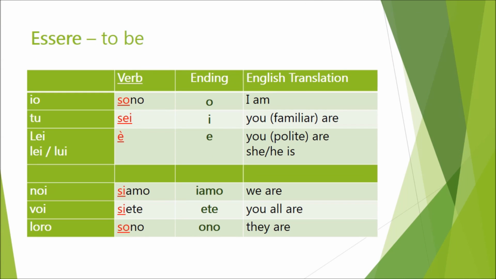Let's go through our verb chart again and focus on pronunciation. Essere, to be. Io sono, I am. Tu sei, you are. Lei, lui è, you polite are. She is. He is. Noi siamo, we are. Voi siete, you all are. Loro sono, they are.